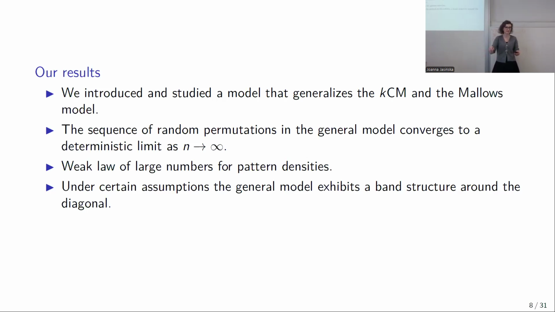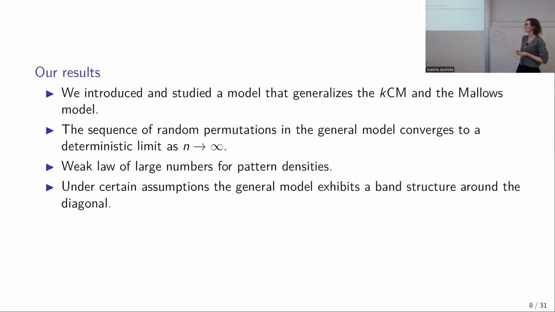So every time I'm picking my card from the set of cards that are left in the deck, we have some distribution in the KCM model, we have some specific distribution in the Mallows model, and let's just say that, okay, now on this leftover deck, I'm fixing some distribution and I do the same as before. And this gives us the whole family of random models. And we proved that the sequence of random permutations in this general model converges to a deterministic limit. I will explain very soon what I understand by the limit of random permutations.